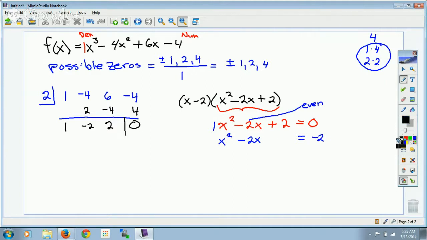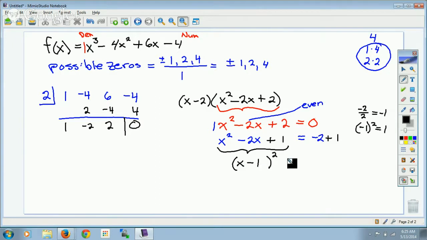Completing the square then says take your middle coefficient, -2, cut it in half. That gives me -1. Then take that -1 and square it. That gives me +1. The second number is the magic number you add to each side. It's the square. The first number, the -1, tells me what goes inside the perfect square parentheses. It means I'm going to have an x minus 1 squared. On the other side, I get -2 plus 1 is -1. That was easy, wasn't it?